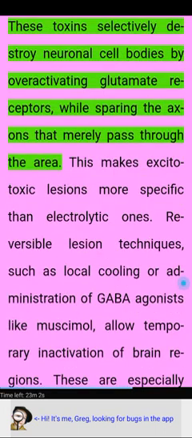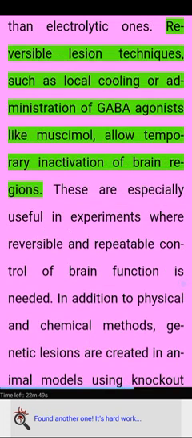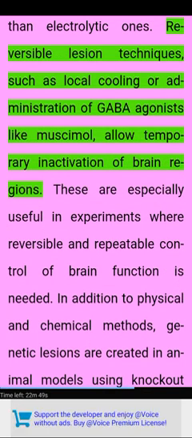These toxins selectively destroy neuronal cell bodies by overactivating glutamate receptors, while sparing the axons that merely pass through the area. This makes excitotoxic lesions more specific than electrolytic ones. Reversible lesion techniques, such as local cooling or administration of GABA agonists like muscimol, allow temporary inactivation of brain regions.